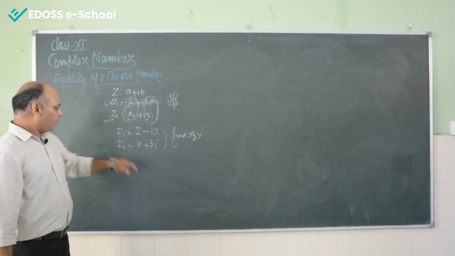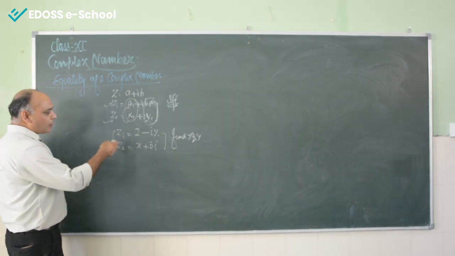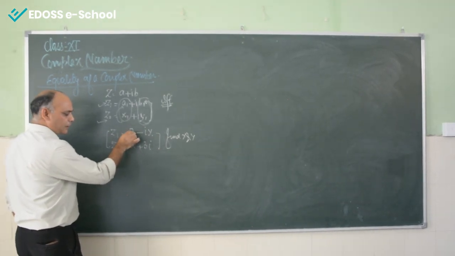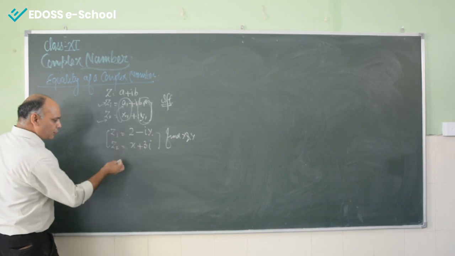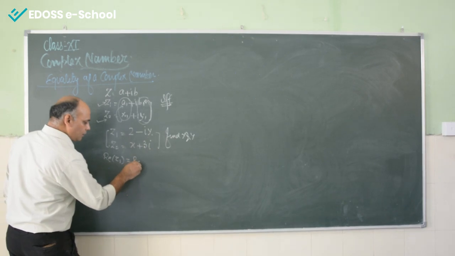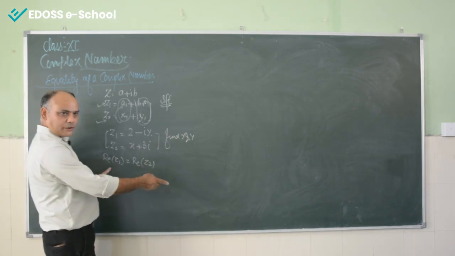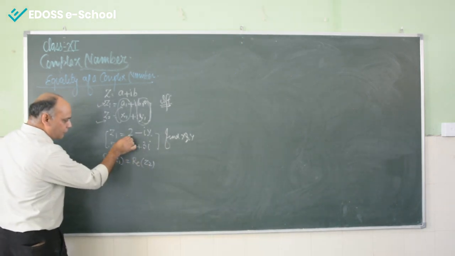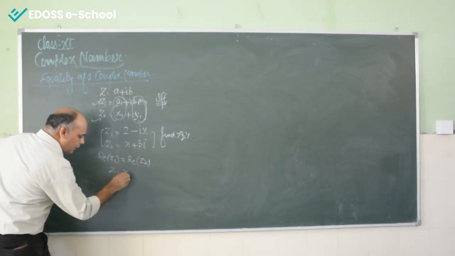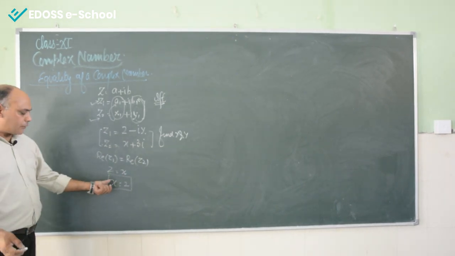For the value of x and y, they are equal, meaning these two complex numbers z1 and z2 are equal if this real part is equal to this real part. That means x will be equal to 2, or you can say the real part Re of z1 will be equal to Re of z2. Re means real part. Real part of z1 is 2 and real part of z2 is x. Then 2 will be equal to x, or x will be equal to 2. This was the first one, when you have to find the value of x.